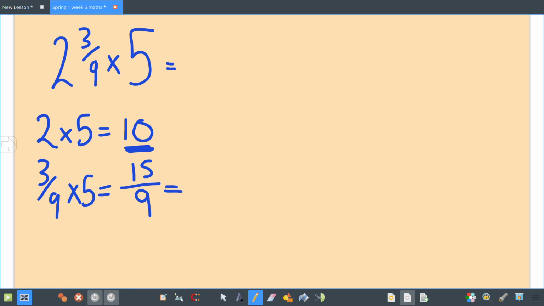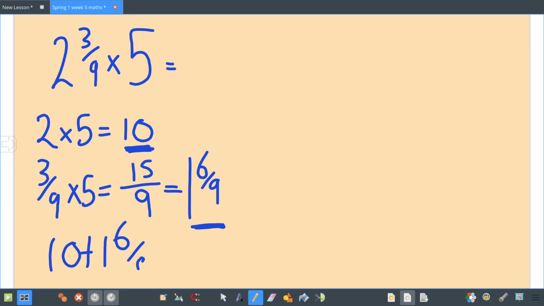What's that as a mixed number? That will be 1 6/9. So again, that's part of my answer. Then I add my two answers together to get my final one, which is 11 6/9. Or 11 2/3 if you want to simplify it again.